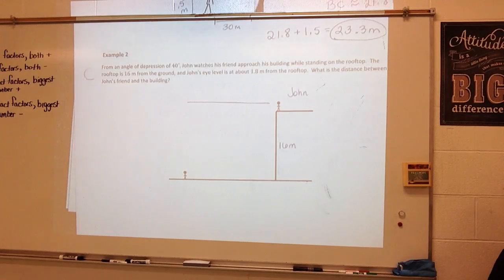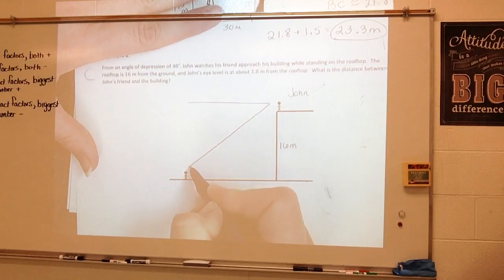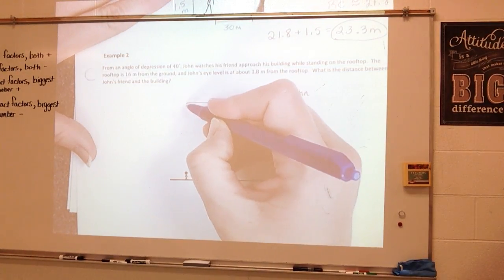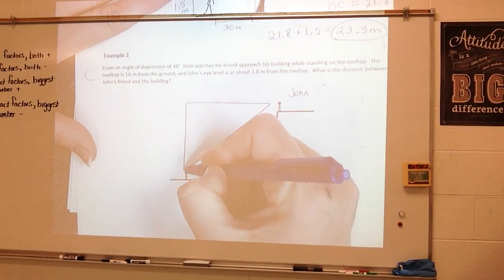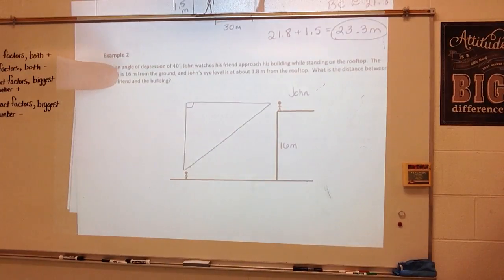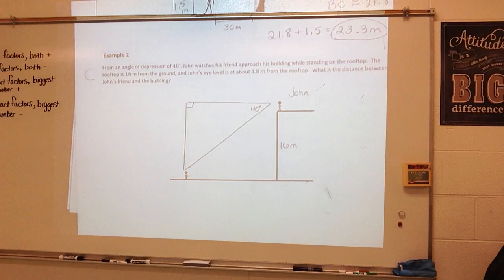All right, there's his eye level. Now, the line of sight is a depression. So that means we are looking down. All right, so here we go. We have our right triangle here. And it says this is an angle of depression of 40 degrees.